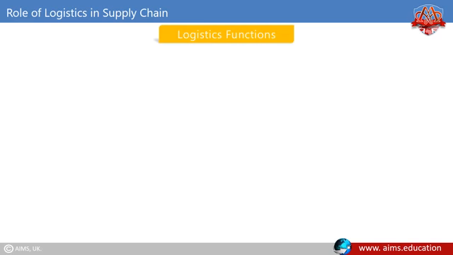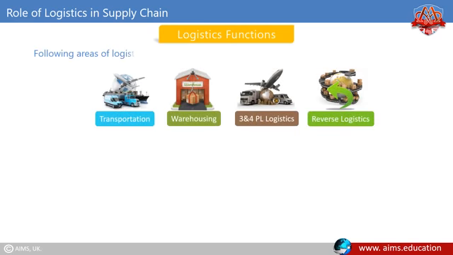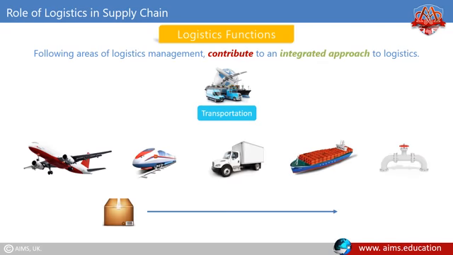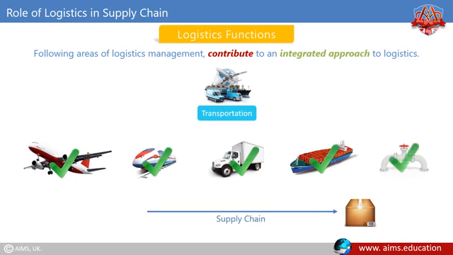Logistics functions. Following the areas of logistics management contribute to an integrated approach to logistics within supply chain management. Transportation. Many modes of transportation play a role in the movement of goods through supply chains via air, rail, road, water, or pipeline. Selecting the most efficient combination improves the value created for customers.